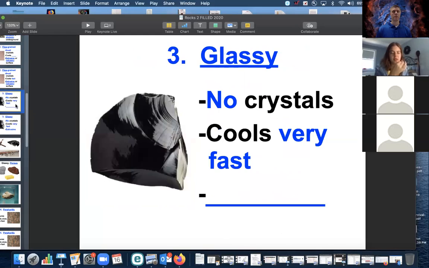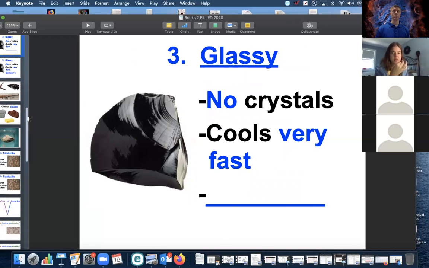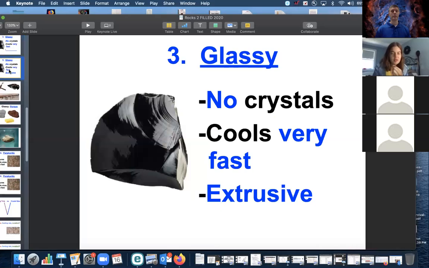The third texture is glassy. So there aren't any crystals in this because it cooled so quickly. It cooled so quickly that they just didn't have time to form. It went pretty much straight from molten rock to solid very quickly. So because the rate is very fast for the cooling, the only place that can happen is if it's extrusive. It's not going to cool fast enough for this to form if it's underground. The only way that could happen is if it's extrusive.